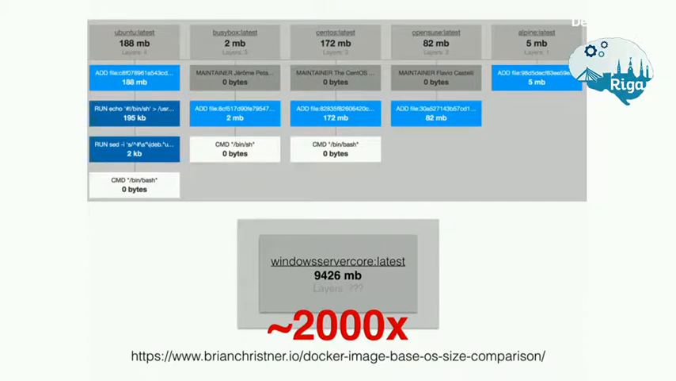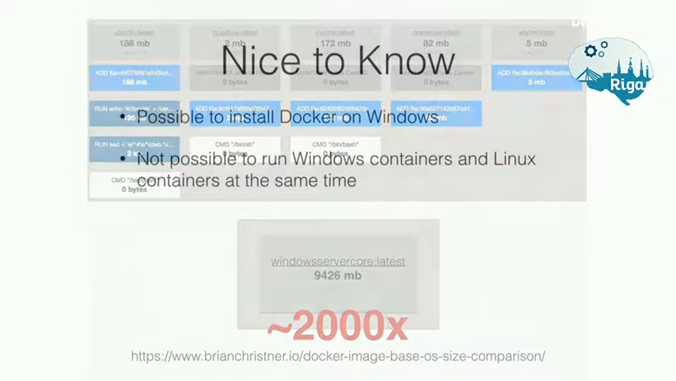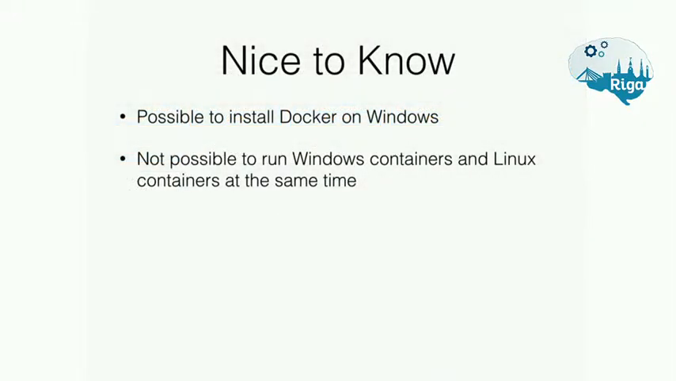But you can also use Linux images. Yes, that's true. Nice to know. You can install Docker on Windows. You can run Linux images on Windows in Docker. But what you cannot do is run Windows and Linux containers at the same time, because these are different engines, and at the moment they are not integrated together.